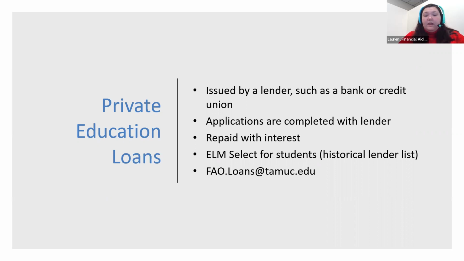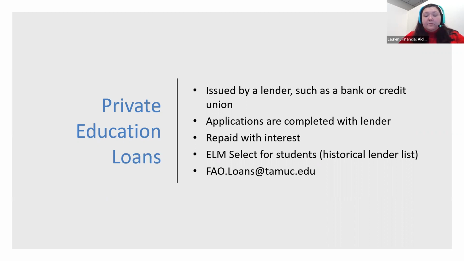When you apply with the lender, you would typically complete a credit check. If you weren't successful in the credit check, you would need to find an endorser, and whatever private loan lender you're looking at can help you do so. These private education loans are repaid with interest, so they're just like any other loan. They're going to have interest that will need to be paid in addition to the original loan amount that you take out.